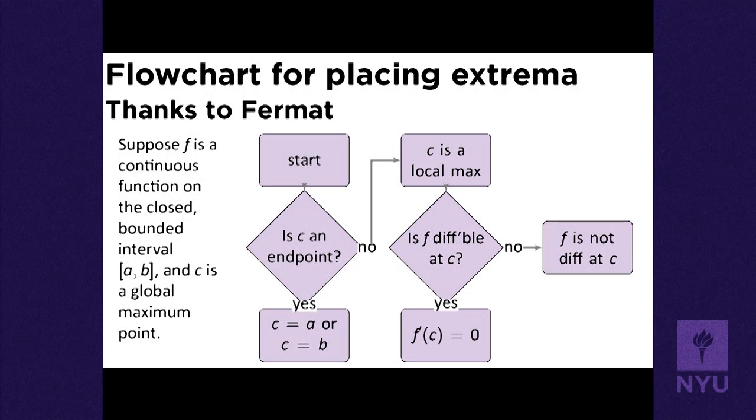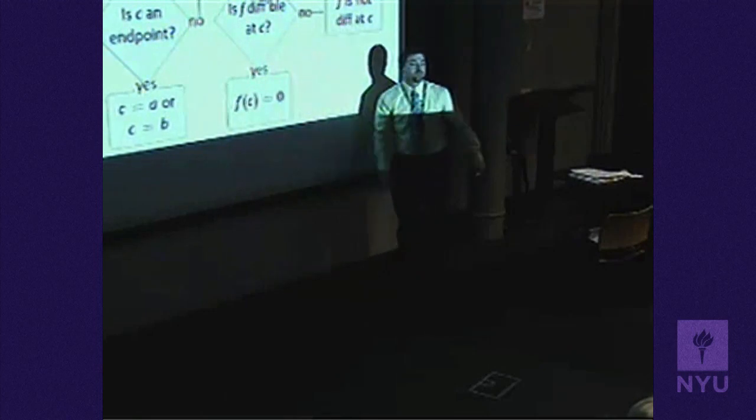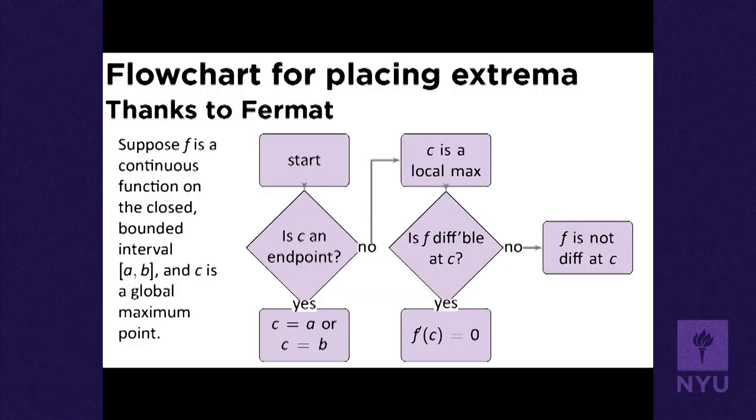So no matter where the global maximum point C is, it has to end up in one of these buckets. It's either an endpoint, that is either A or B, or it's a point where the derivative is zero, or it's a point where there is no derivative at that point. Okay? So from the whole infinite number of points in the closed interval A to B, we have narrowed it down to the endpoints and what we call the critical points where the derivative is zero or there is no derivative. Now, that's usually a much smaller set, often a finite number of points. All we have to do is compare the function values at those points, and we'll find the maximum.